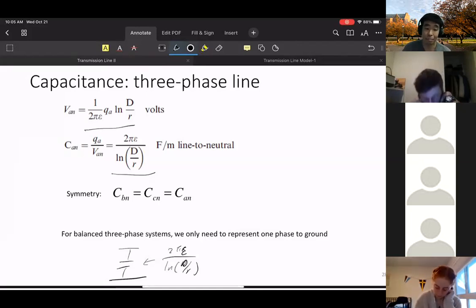A lot of this is so that we can do calculations. For unbalanced three phase, it would take us 10 lectures, or many lectures, just to get the capacitance and inductance matrix correct. Balanced three phase just happens to be easy because things cancel.